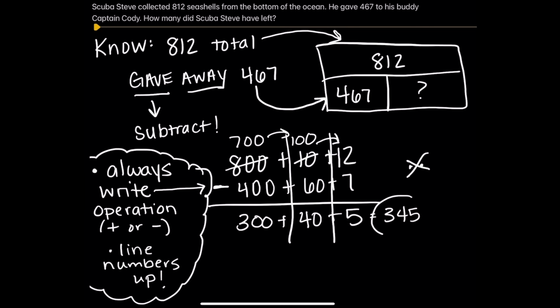And now I can do all of my subtraction. 100 minus 60 is 40. 700 minus 400 is 300. So my final answer is 345. Great job today, friends.